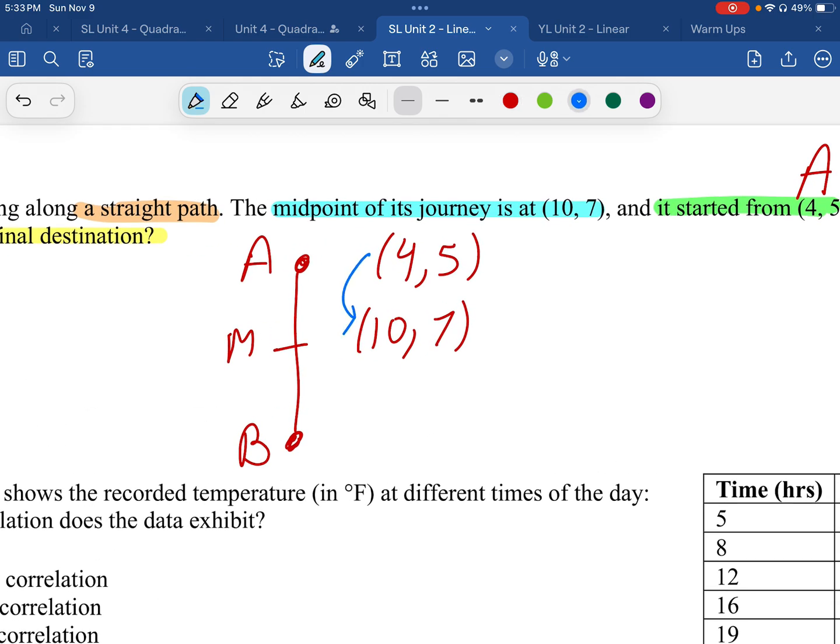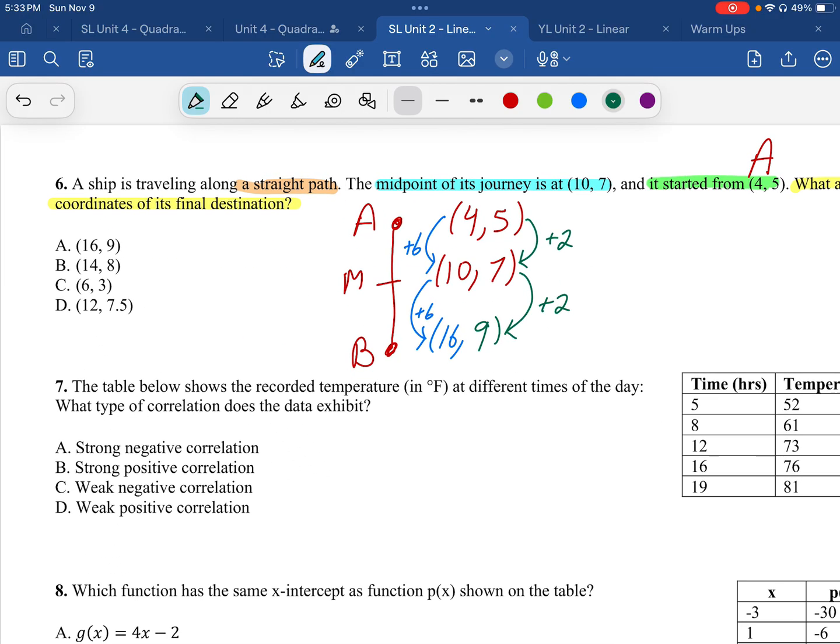Well, from 4 to 10, we find the pattern, we add 6. So we add 6 again, and we get 16. From 5 to 7, we add 2. So when we continue the pattern, we'll add 2 again. We get 9. So its end point we're looking for should be 16, 9. And if you look at your answers, that is A. That's all we're looking for there.